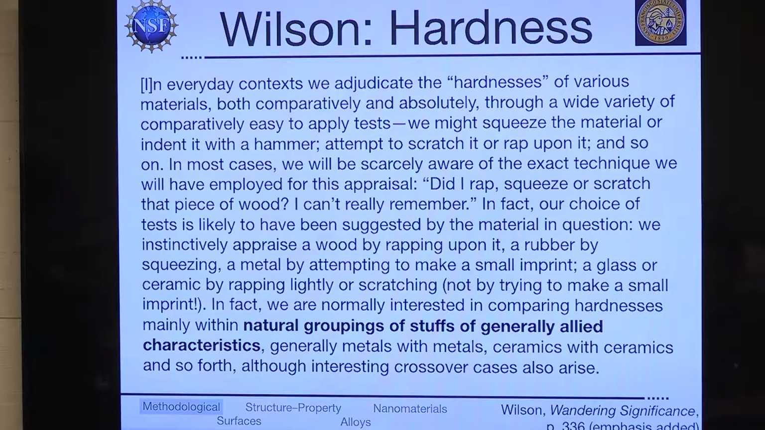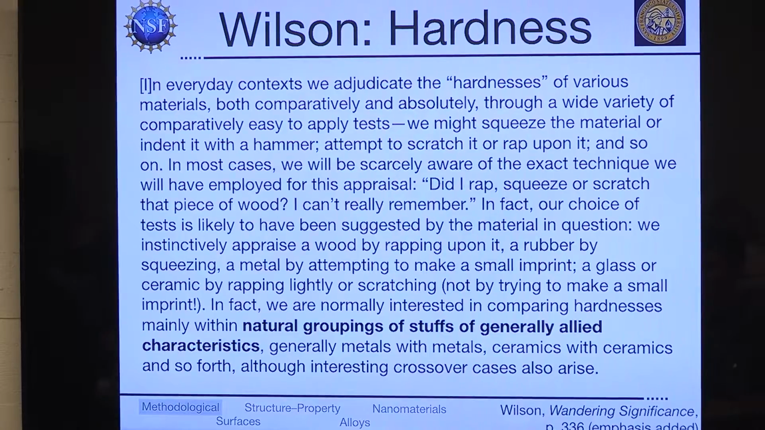I can't really remember. "In fact, our choice of tests is likely to have been suggested by the material in question. We instinctively appraise a wood by rapping upon it, a rubber by squeezing, a metal by attempting to make a small imprint, a glass or ceramic by rapping lightly or scratching, as opposed to by trying to make a small imprint." You're not going to stick a needle into a ceramic to try and figure out how hard it is.